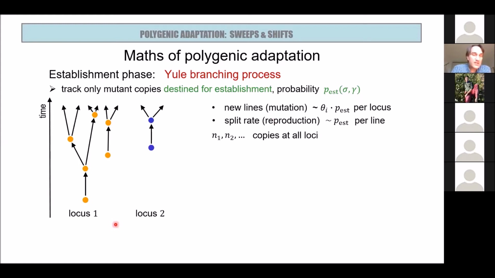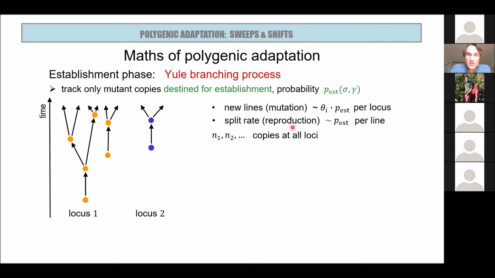And then the things that can happen in this process, forward in time, is that new lines in this branching process arise, and this will always happen by new mutation, right? So new mutation happens, and we also need to decide at each new mutation whether it establishes. So we have a product of mutation rate and establishment probability for the generation of new lines. And then once we have these lines, of course, they can also split, generate more than one offspring, right?